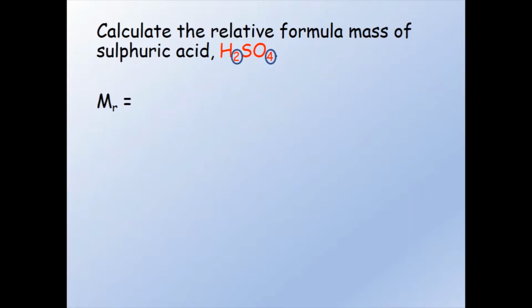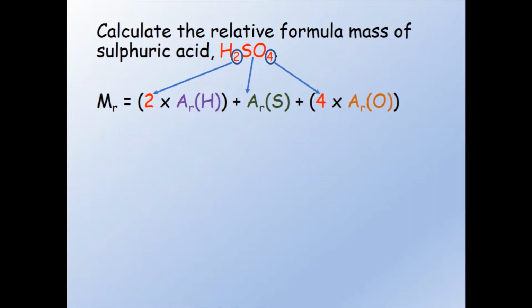In sulfuric acid we have the coefficients 2 and 4 and we only have 1 sulfur atom. So we have 2 times the relative atomic mass of hydrogen, because we have 2 hydrogen atoms. We only have 1 sulfur atom, so we only have the relative atomic mass of sulfur once. And then we have 4 oxygen atoms, so we get 4 times the relative atomic mass of oxygen.